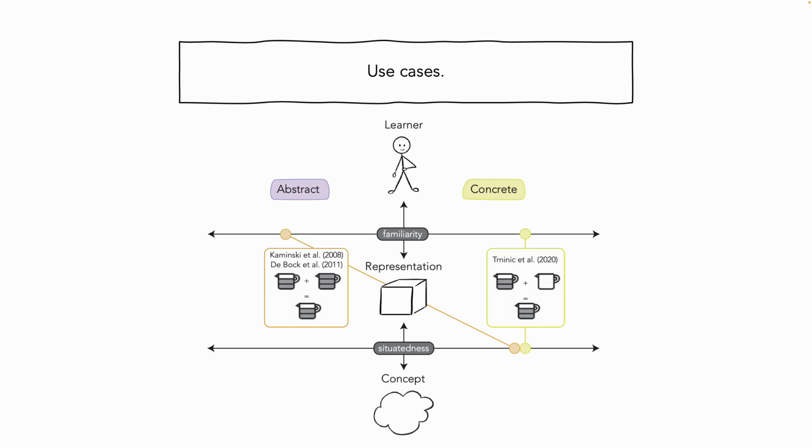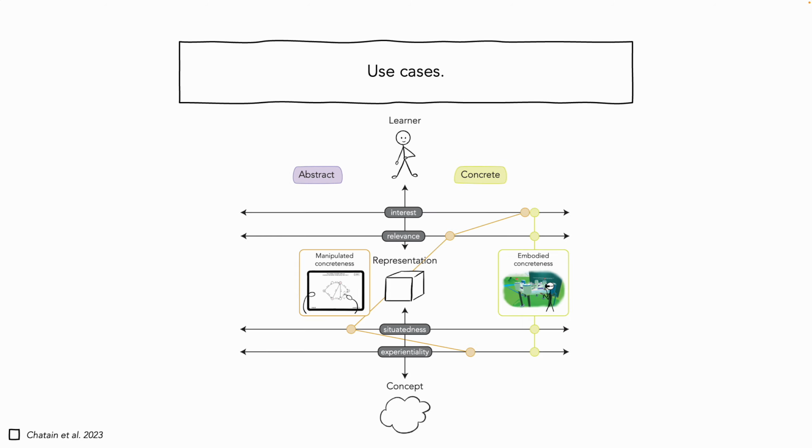We then used our taxonomy to classify certain use cases. So if we go back to the examples I mentioned before, we can now see that these representations with the cups are both situated in the sense that they use real-world examples. However, the one of Ternenich et al. is more familiar than the ones used in the other studies. So, yes, they are concrete in some way, but they're also abstract in some other ways. And I think this starts to show the importance of the taxonomy.